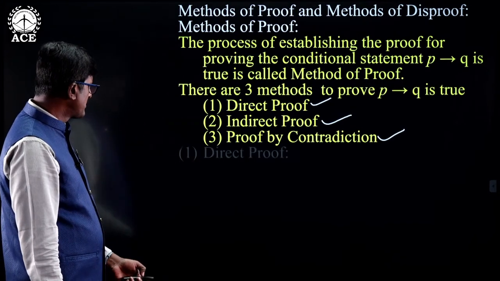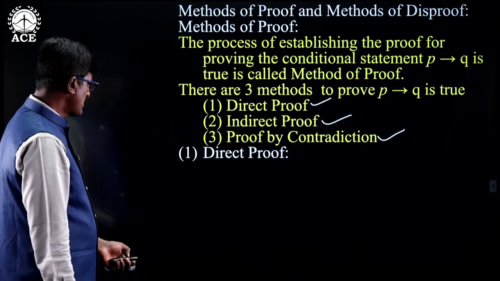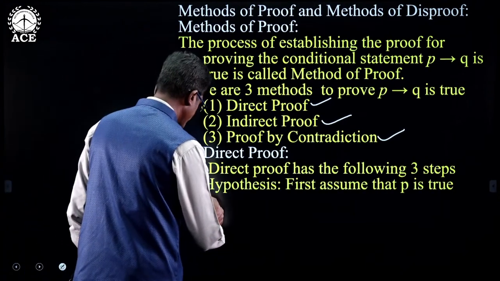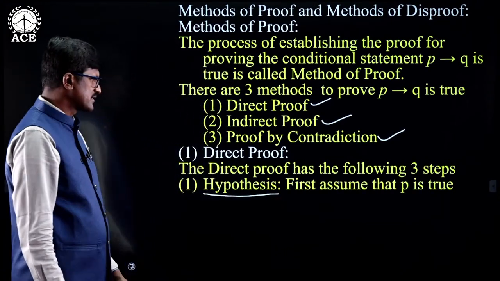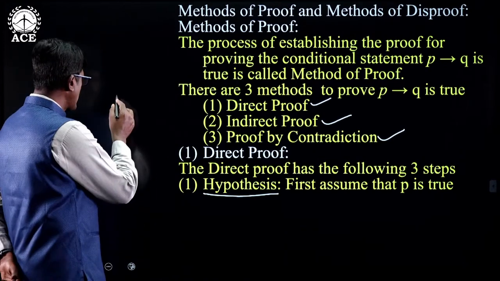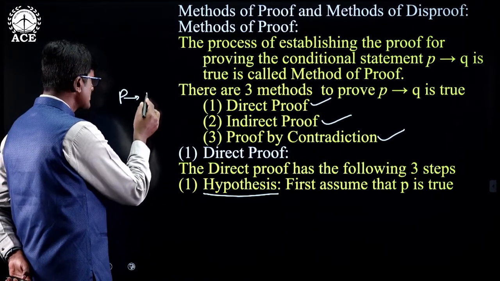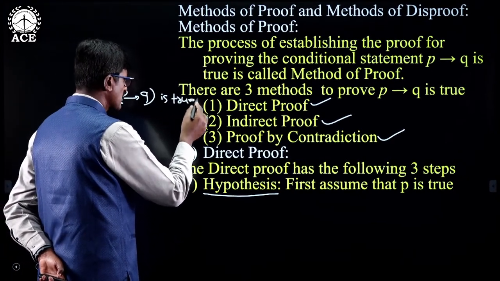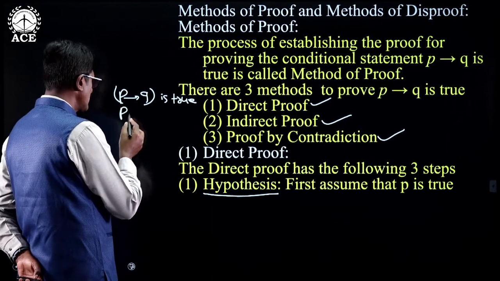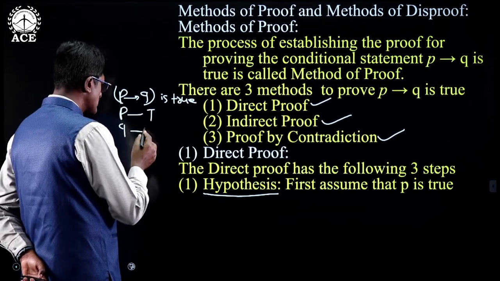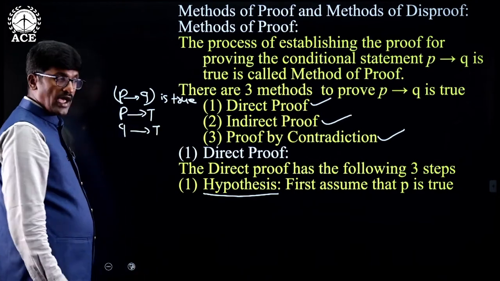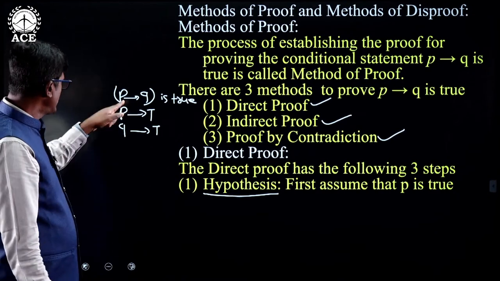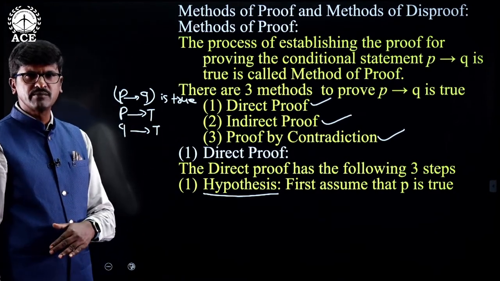These three methods involve three steps. Step number one, hypothesis. In the hypothesis, we have to prove P conditional Q is true. P conditional Q is true means P is true, Q is true. I am talking about the conditional statement with this hypothetical statement. So here P conditional Q is a hypothetical statement.